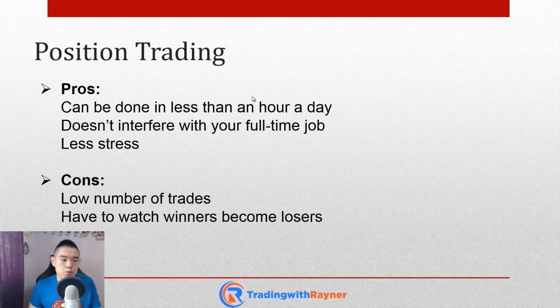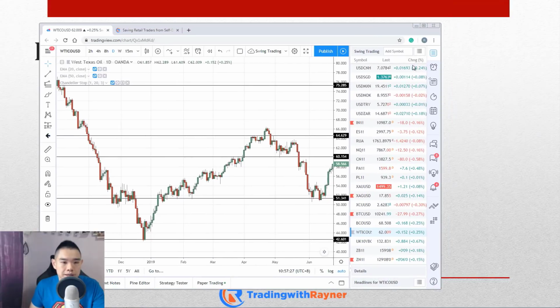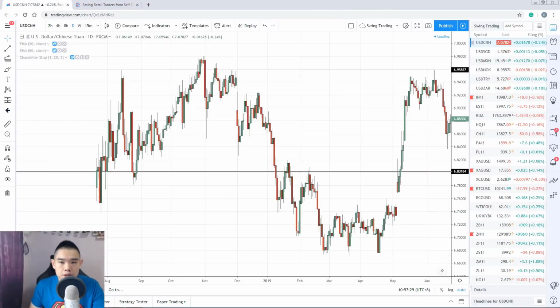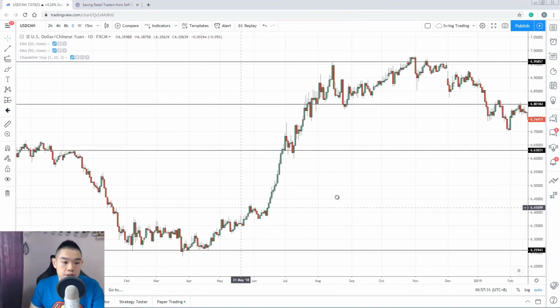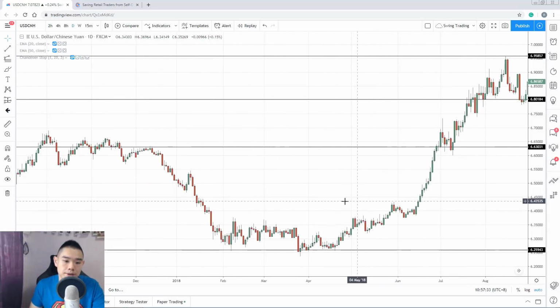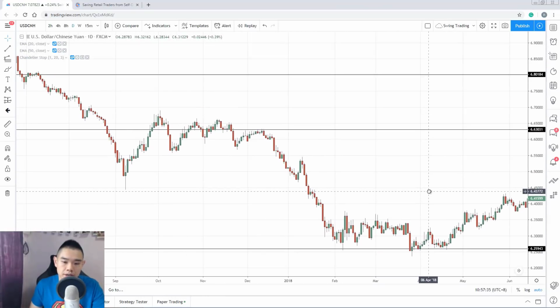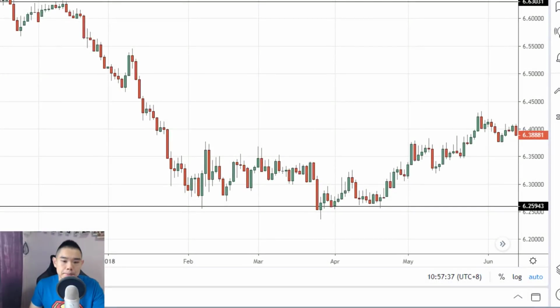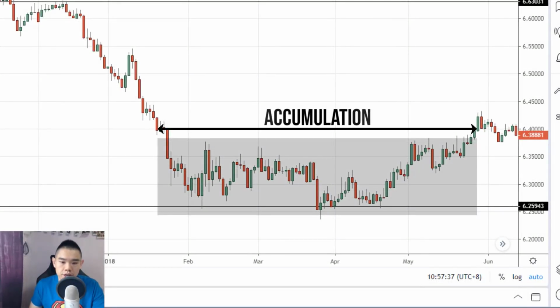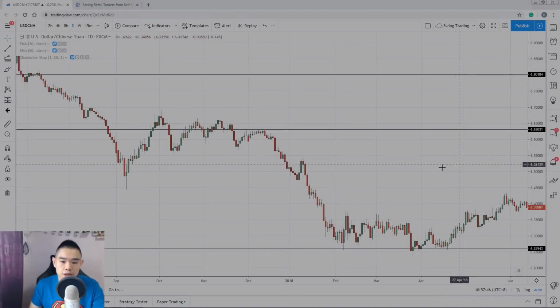Before we talk about the pros and cons, let me share an example. One example is the dollar against the Chinese yuan. This is a trending market, statistically. I've done backtesting on it, and you can see that this market is in a potential accumulation stage over here, in this range. Then it pretty much broke out of this resistance and started trending.